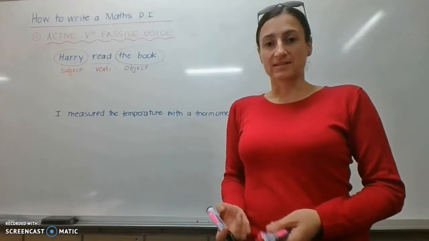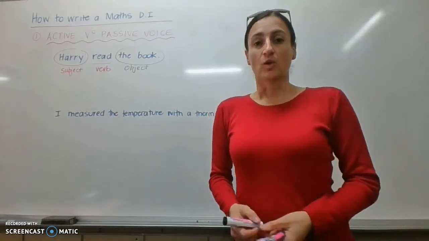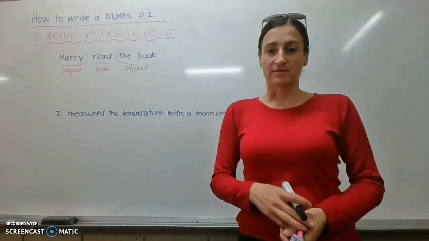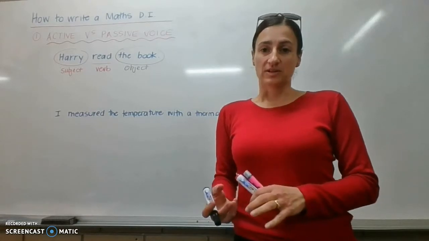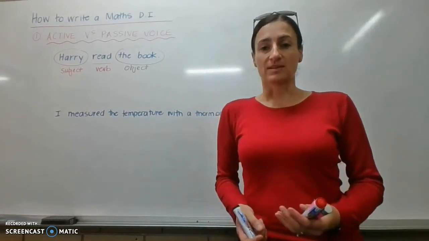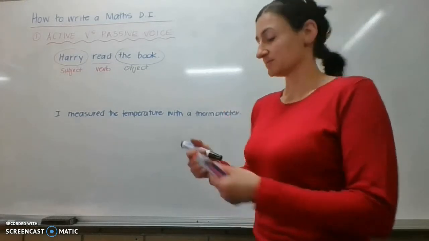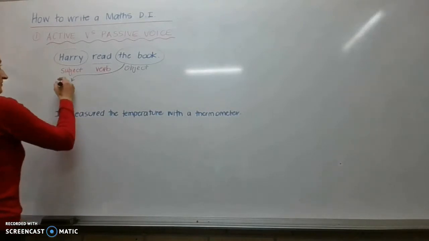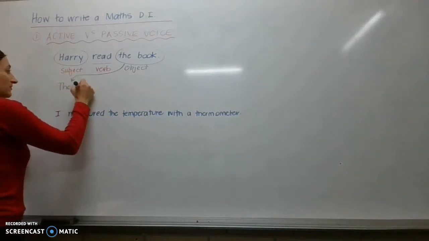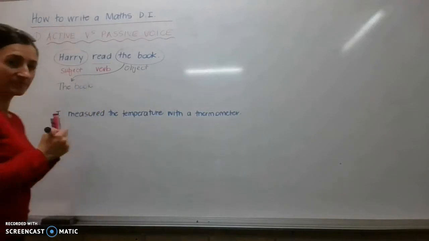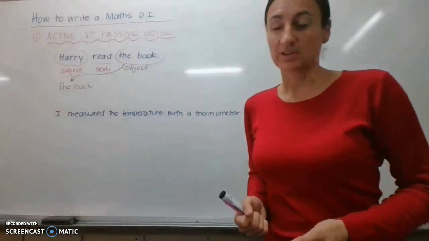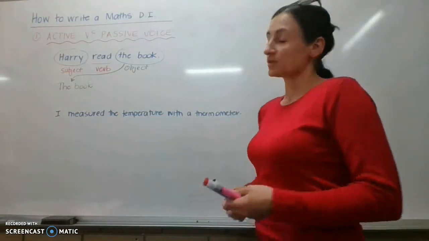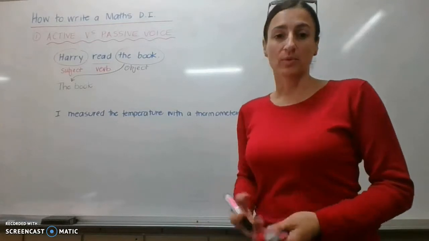In order to turn this sentence into a passive form, we need to flip a few things around. So what happens when we're moving from the active to the passive is that the object becomes the most important thing in the sentence and goes into subject position. This is the new subject. We need to now turn our sentence around so we can finish it off. So the book, not read, but the book was read.